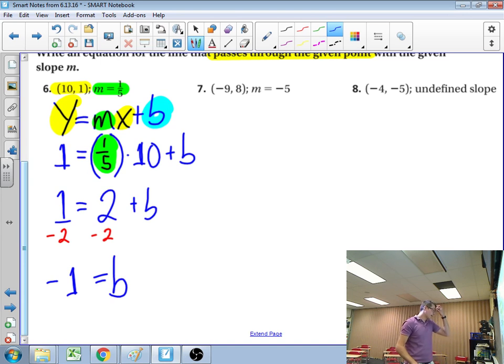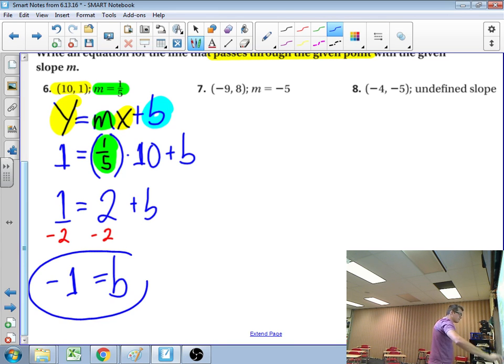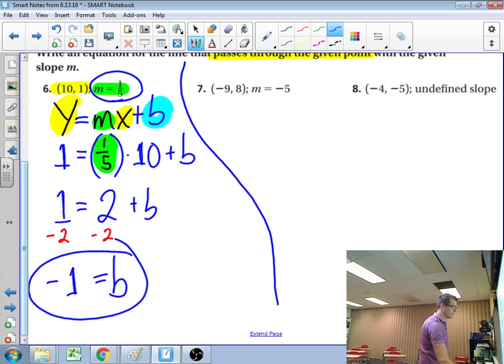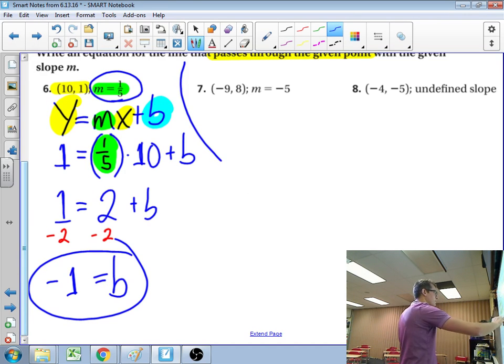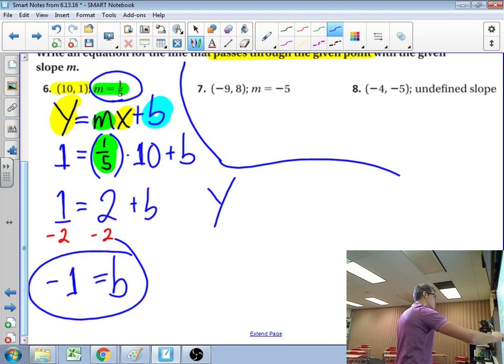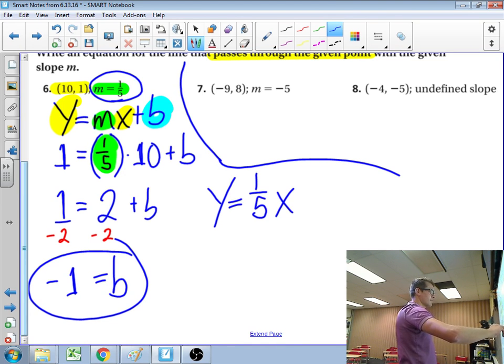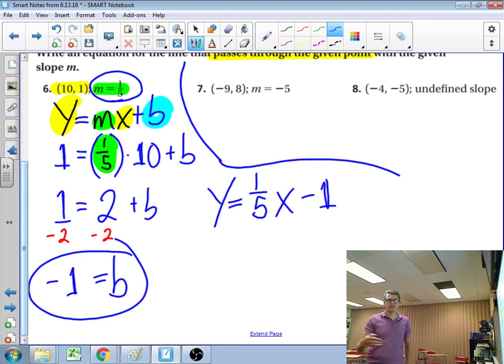So now that I know my b value and I know my m value, I can make this equation. I'm going to need a little bit more space, and say that it's just y equals 1/5 x minus 1. We could say plus a -1, but that's kind of redundant to say plus a negative, so instead we can just write -1. Go ahead and try 7 and 8 on your own if you would like.